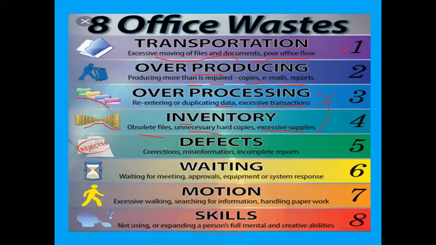Next one is defects. How are the defects done? By corrections, misinformation, incomplete reports. So when we do corrections, carry misinformation, and maintain incomplete documents and reports, we'll get this type of defects.